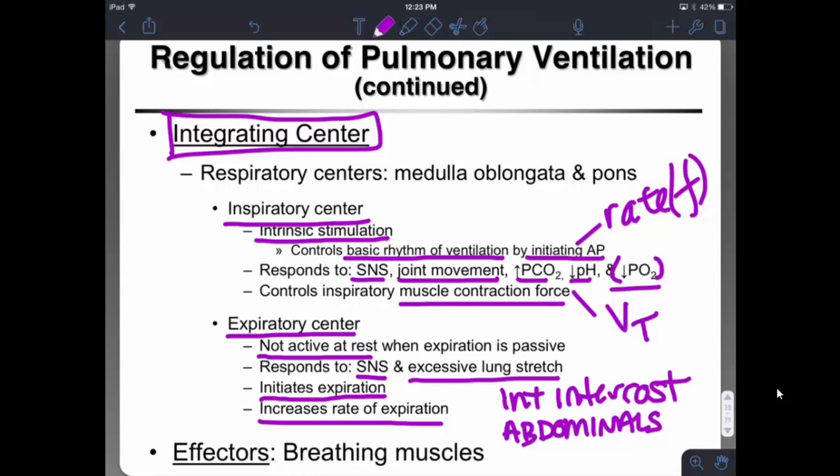So by bringing in the expiratory centers, we increase the rate of breathing, or the frequency, because the faster you exhale, the faster you can take your next inhalation. So by activating the expiratory center, this helps to increase the rate of breathing.